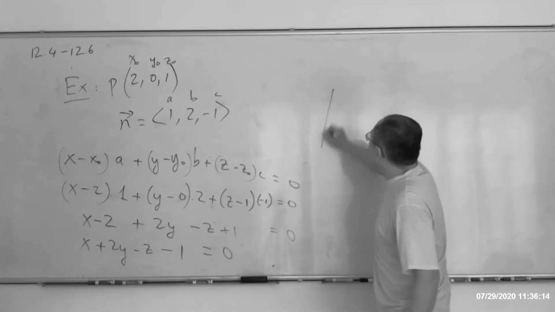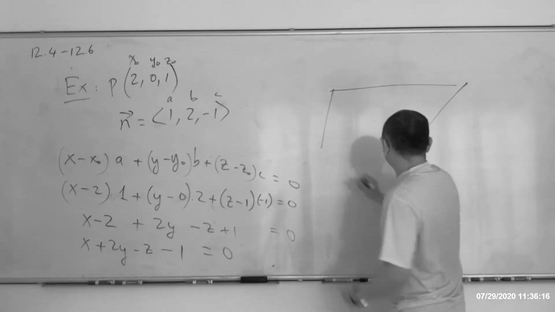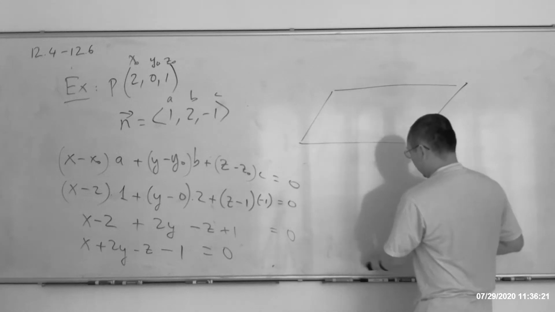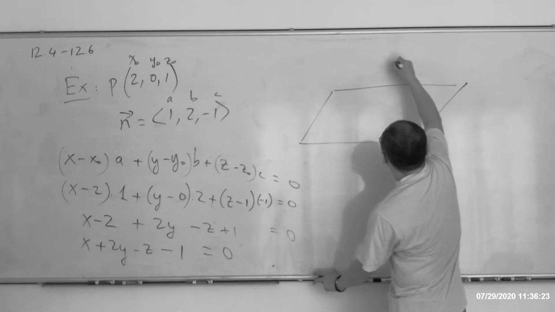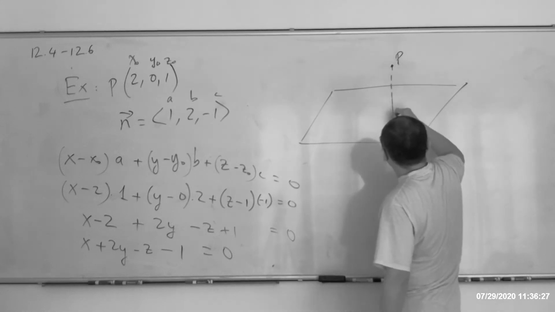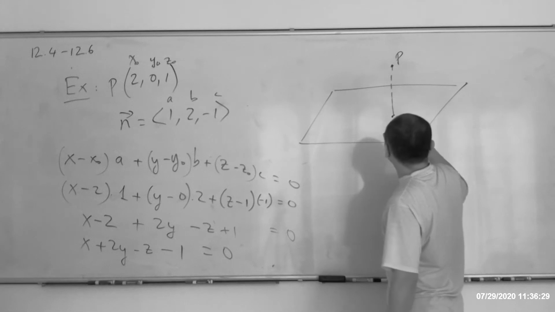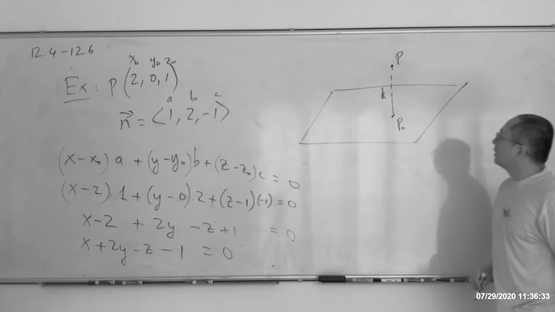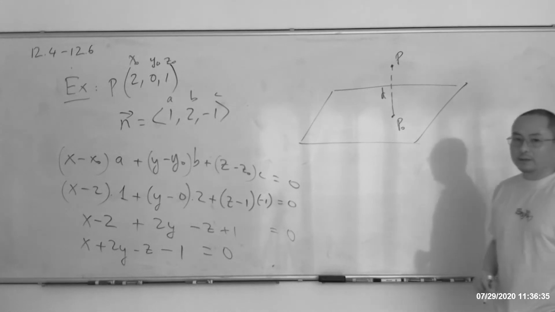Here's the idea. Say we have a plane. And you have a point off the plane. That's point P. You project it down to the plane. It's called P naught. The distance D right here is the distance from a point to a plane.